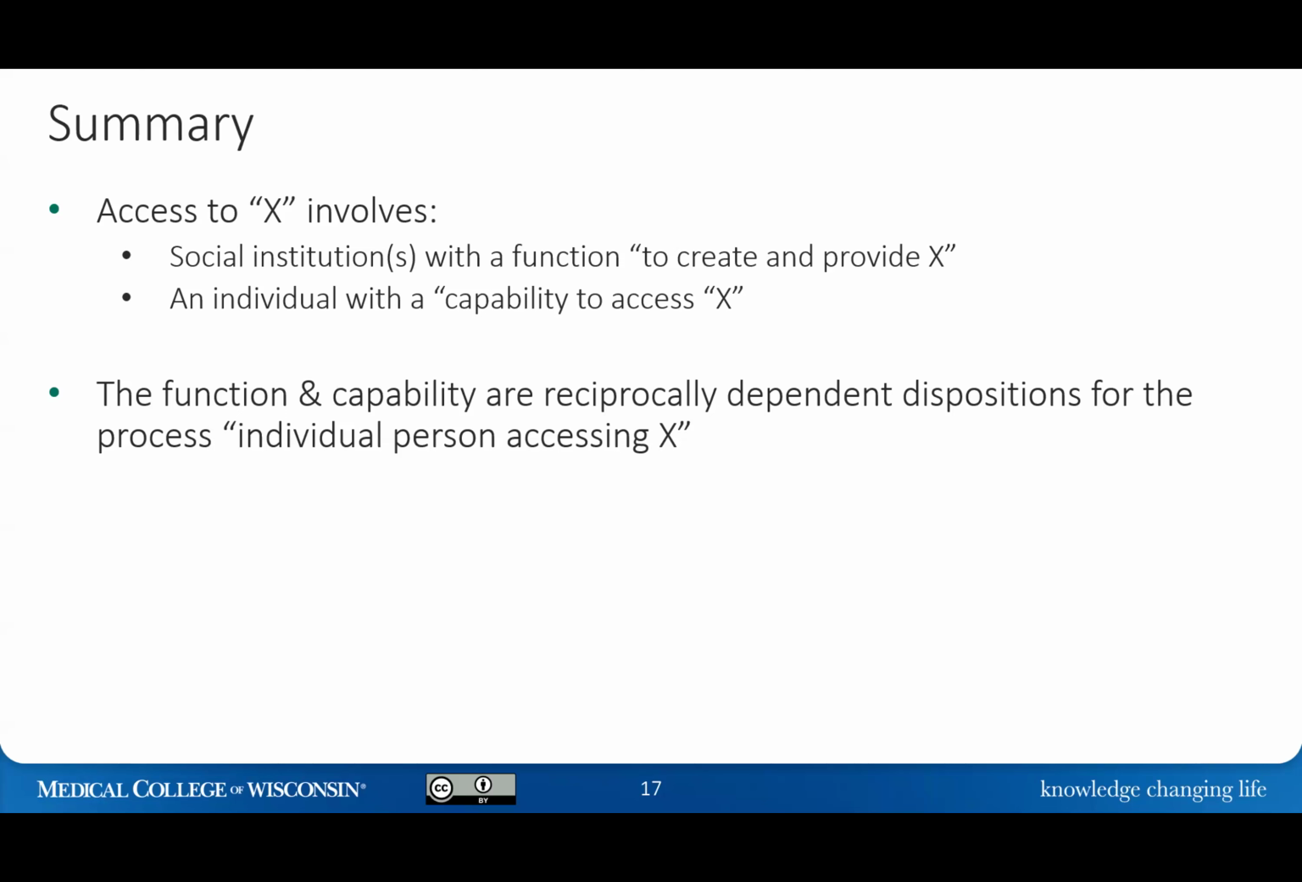So in summary, access to X involves a social institution or multiple institutions with a function to create and provide X, and an individual with a capability to access X. And this is capability in the sense that we've been discussing at various ontology conferences and meetings, to access X, and the function and capability are reciprocally dependent dispositions for the process of individual person accessing X. And then we can apply that subsequently to all the X's mentioned in these screeners: food, medicine, phones, utilities, and so on, healthcare, transportation.